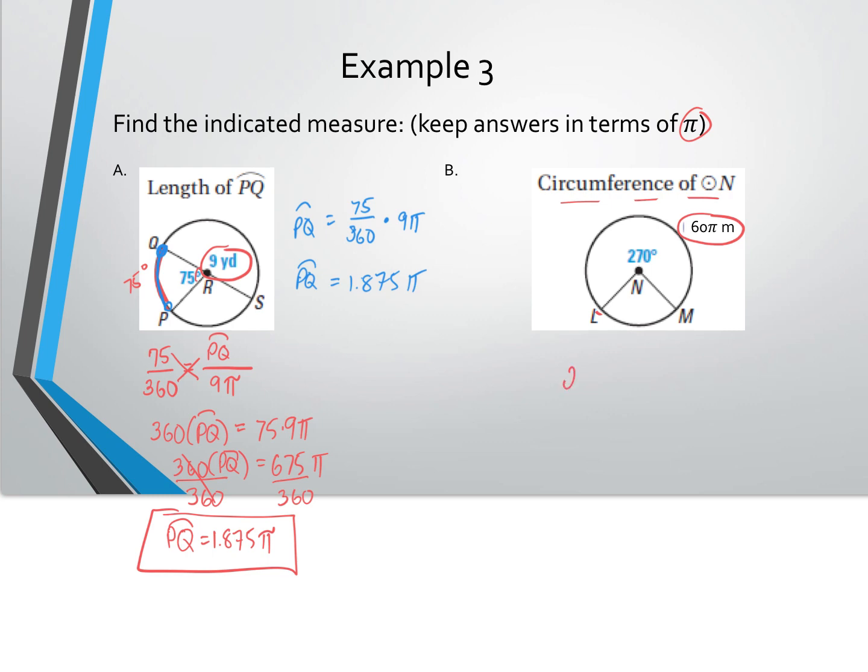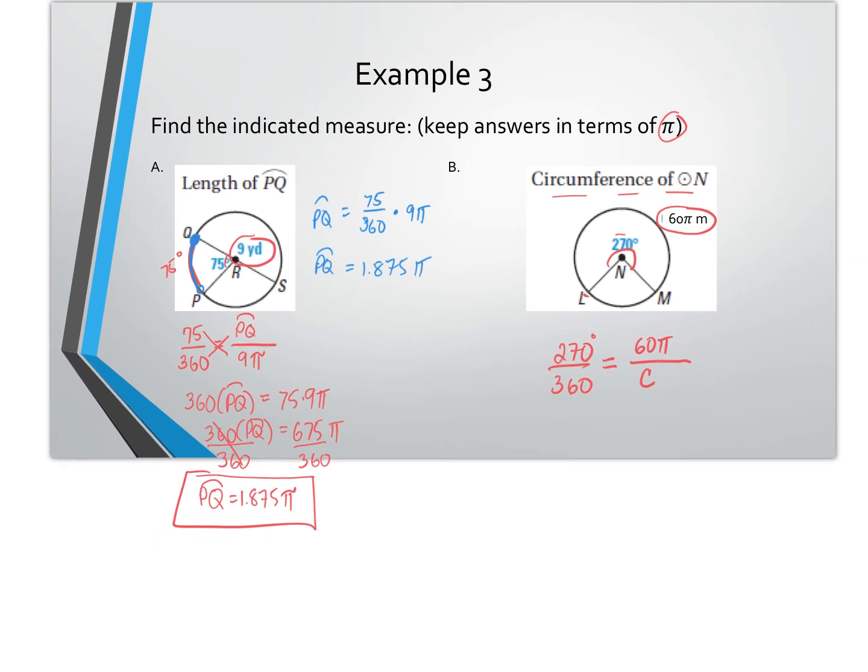So 270 degrees over 360 is the ratio of this angle here to the entire circle. That's going to equal the same ratio of the arc length of that same piece over the circumference of the entire circle. That would be my setup using ratios. So again, I would do 270 over 360. This one I could simplify a little bit, because I know this is 3/4.